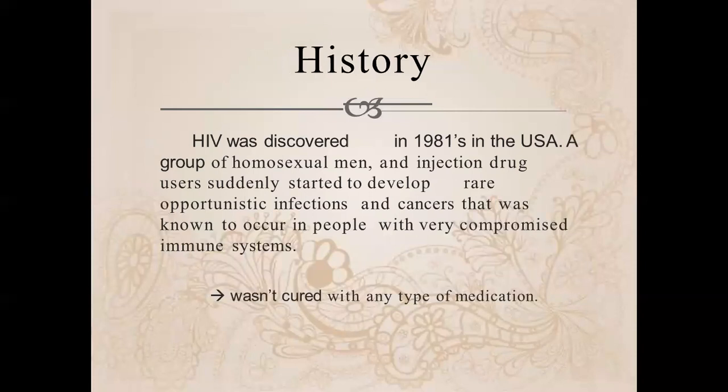Regarding the history of HIV, it was discovered in 1981 in the USA. A group of homosexual men and injection drug users suddenly started to develop rare opportunistic infections and cancers that were known to occur in people with a very compromised immune system. Later, they tried multiple treatments, but nothing helped and it was not cured with any type of medication.